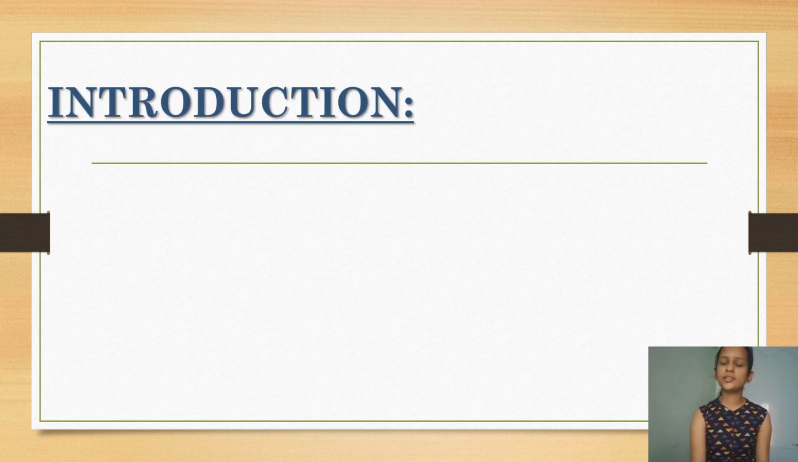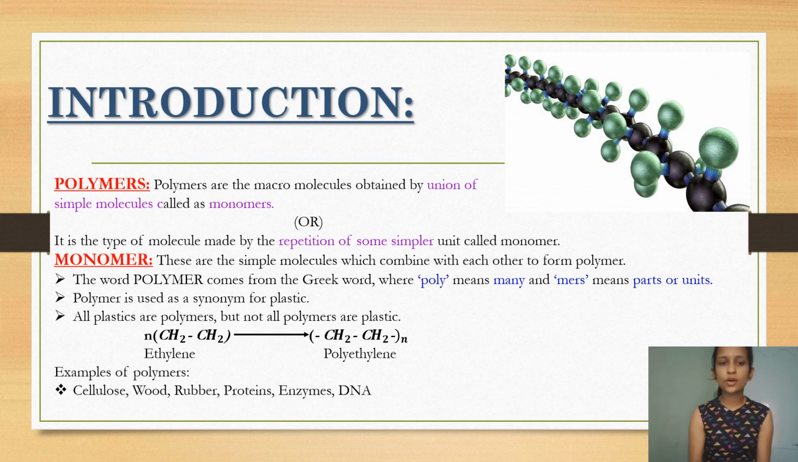Entering into the presentation, initially the introduction. Polymers is a term which is obtained from Greek word where poly is nothing but many and mers means parts, or I can say units. So polymers can be defined as macromolecules, or complex molecules. They are obtained by union or combination of some simple molecules, and those simple molecules are referred to as monomers. It can also be defined as a macromolecule made by continuous repetition of some simple molecules called monomers.